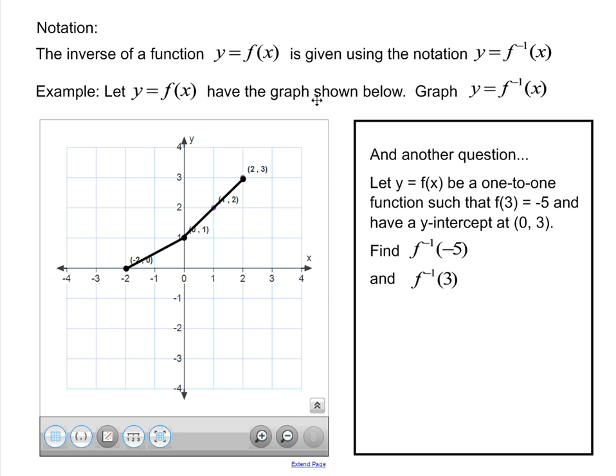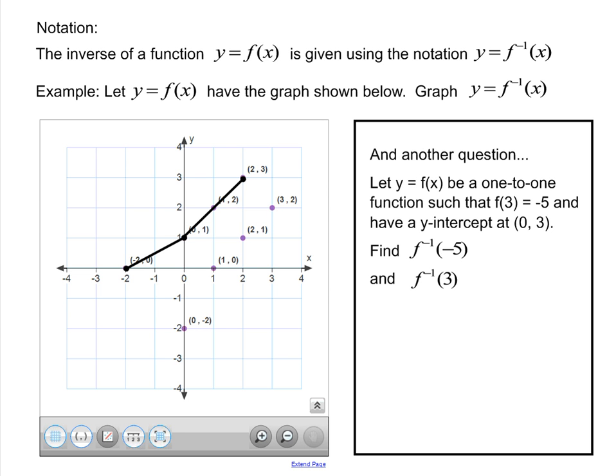Let's say that I have a graph of a function that looks like this one right here on the graph. It passes through the points (-2, 0), (0, 1), (1, 2), and (2, 3). Well, as we know from looking at our functions before, an inverse function reverses the coordinates of the given function. So instead of passing through (-2, 0), our graph should pass through the point (0, -2). Instead of passing through (0, 1), we should have (1, 0). (1, 2) becomes (2, 1). And (2, 3) becomes (3, 2).